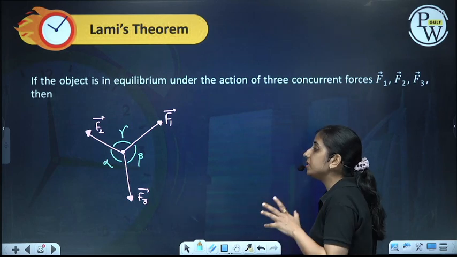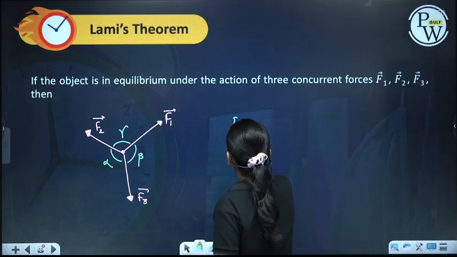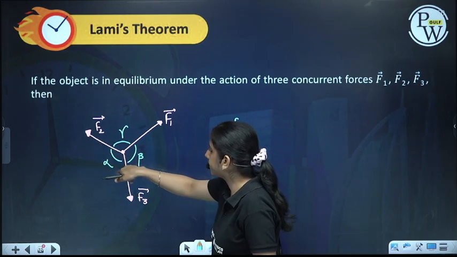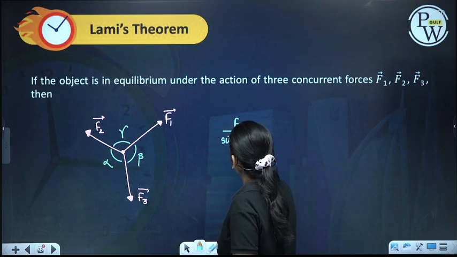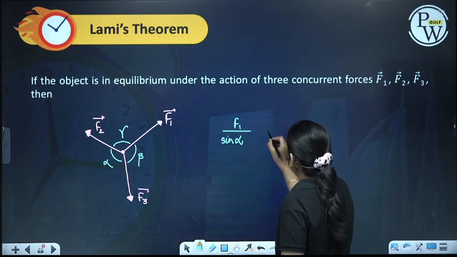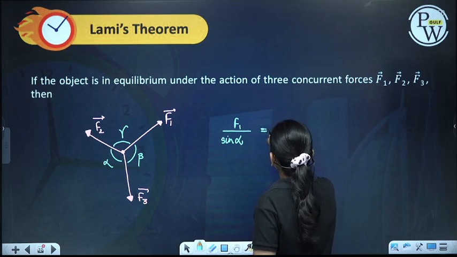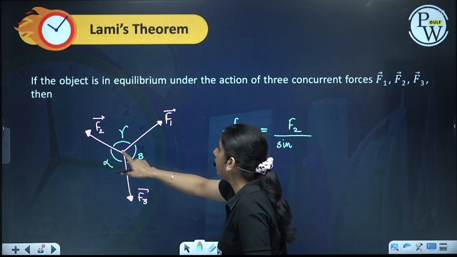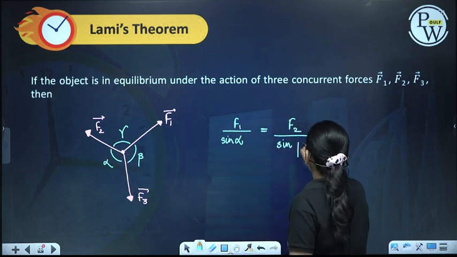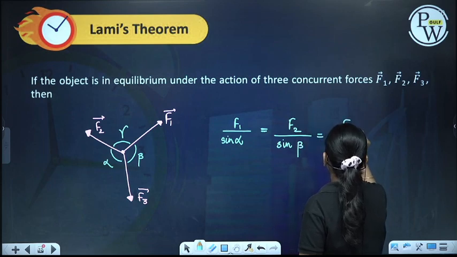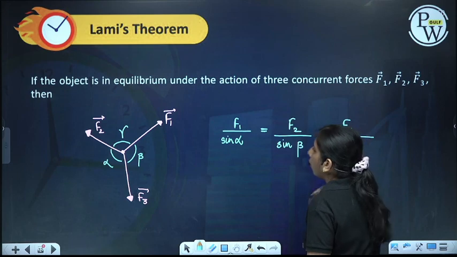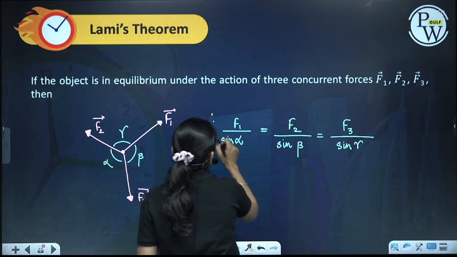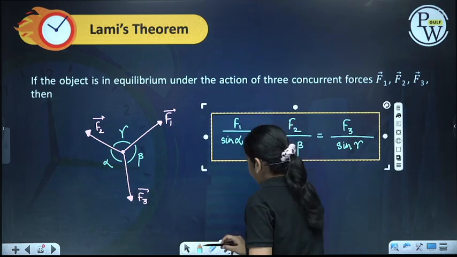Then Lami's theorem says that F1 divided by the sine of the angle between the other two forces, so sine of alpha, is equal to F2 divided by the sine of the angle between the other two forces, beta, which will be equal to F3 divided by the sine of the angle between the other two forces, gamma. This is called Lami's theorem.